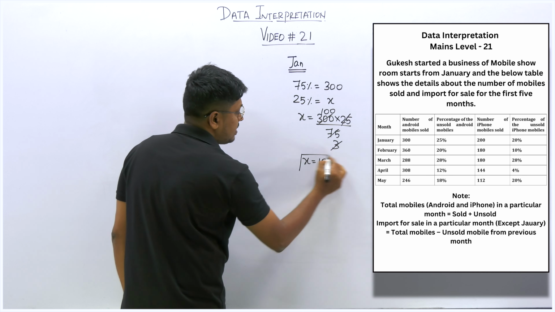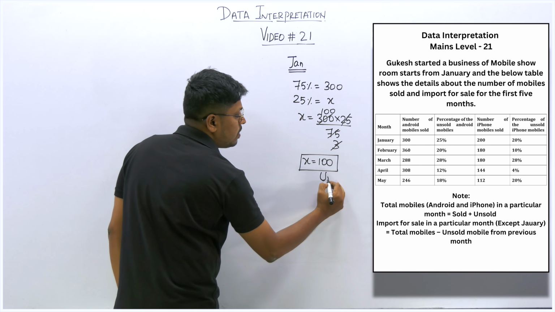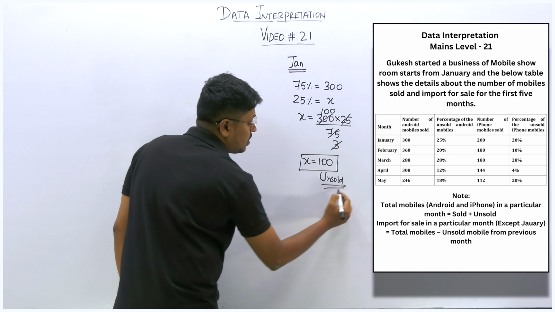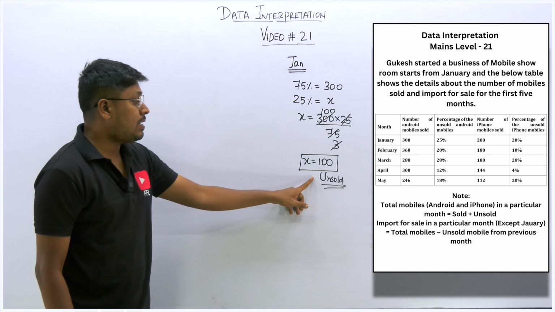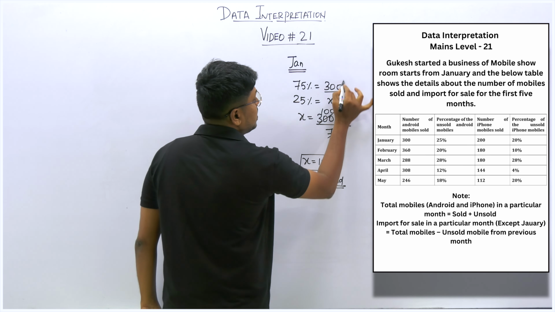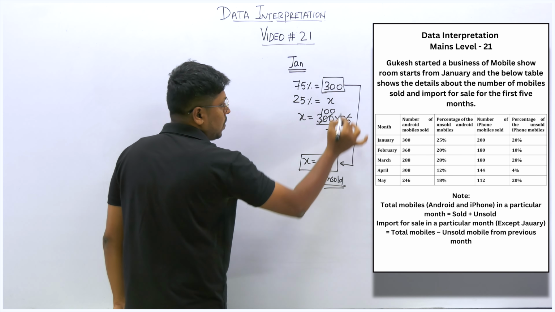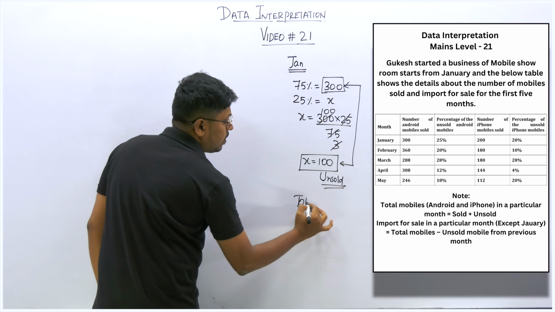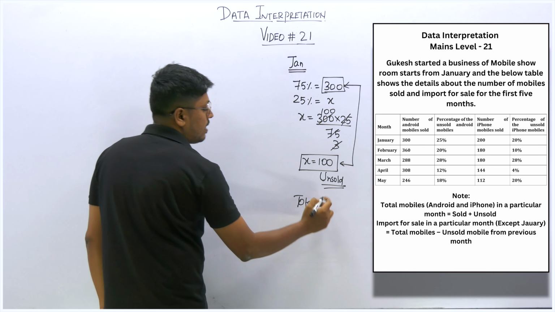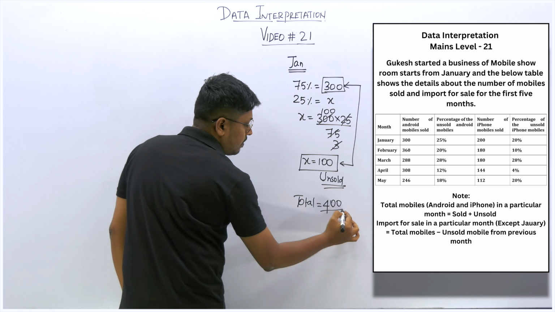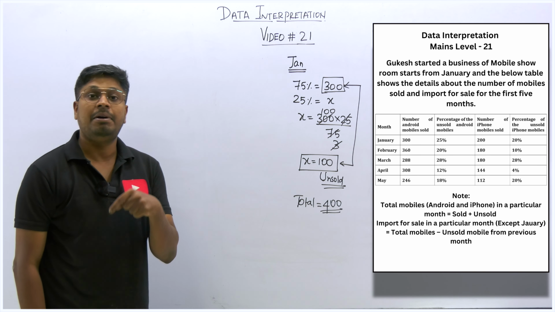So what does this 100 denote? According to the second column, we know that it's unsold mobile. Friends, listen here. Total unsold Android mobile is 100. And the total sold is how much? 300, which was directly given in the chart. Once you add these two values, sold plus unsold will be the total mobile phones available for the month of January. So 300 plus 100 will be 400. So 400 is the total number of mobile phones available in the month of January.